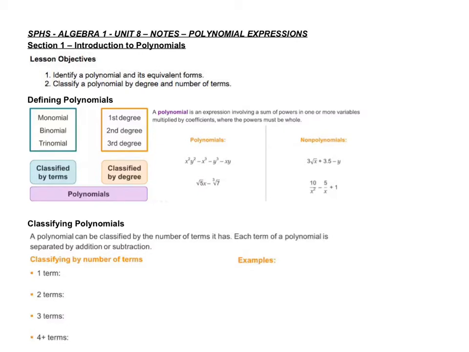Hello, and welcome to a new unit in Algebra 1, and this is a section over polynomial expressions, okay? And we're just going to introduce you to them today. So we're going to identify what a polynomial is and equivalent forms of that polynomial, and then we're going to classify that polynomial by the degree and number of terms that it has, okay?